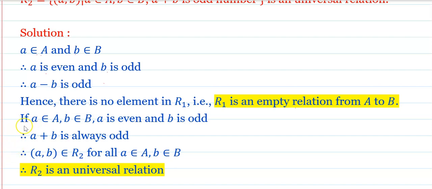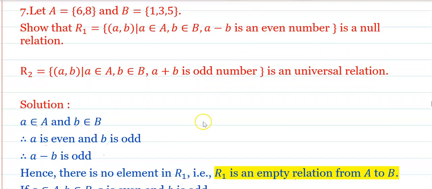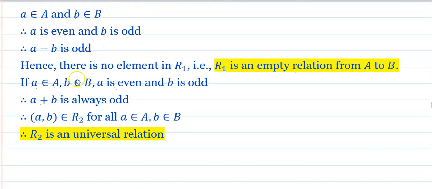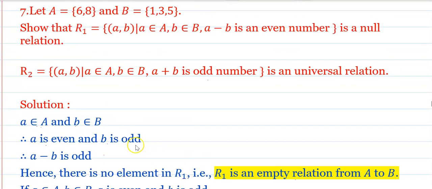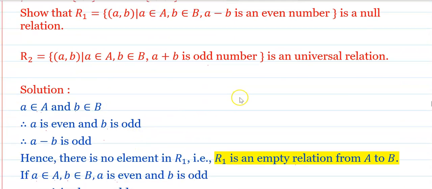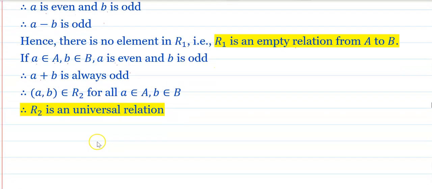Now next, if a belongs to capital A, b belongs to capital B, a is even, b is odd, one even and another odd, their total is always odd. Therefore (a, b) belongs to the set of real numbers. In R2 we need that a + b is an odd number. Hence a + b is odd, and that is (a, b) belongs to R2 for all a belongs to A, b belongs to B, and hence R2 is a universal relation.